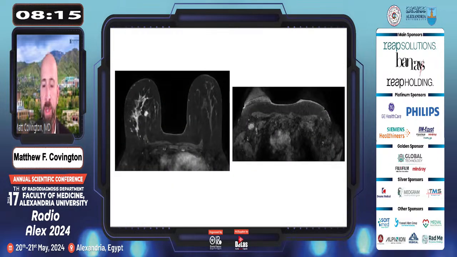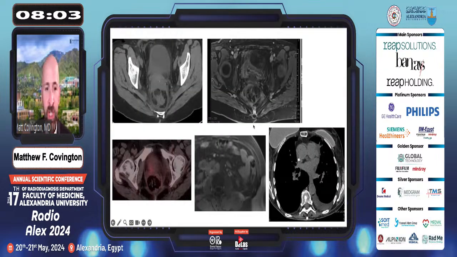This is another case of a very obvious lobular breast cancer in the right breast, diffuse. There's a mass, there's non-mass enhancement throughout that breast. On the MRI, there are also abnormal axillary nodes. She underwent both MRI of the pelvis and FDG PET-CT.